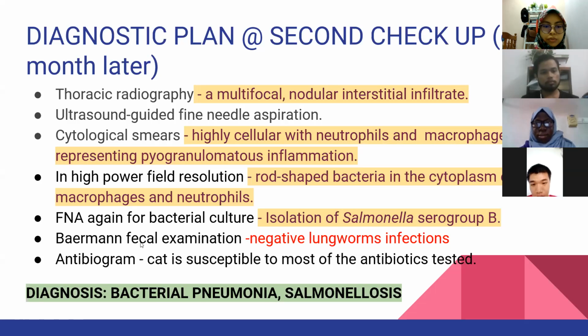Under high power field, rod-shaped bacteria were observed in the cytoplasm of the macrophages and the neutrophils. So FNA was done again to culture the bacteria. The bacterial culture found that the isolate is Salmonella serogroup B. And then another test was done, which is the Baermann fecal examination. This was to rule out lungworm infection, and the result was negative. And then an antibiogram was also done, which shows that the cat is susceptible to most of the antibiotics tested.